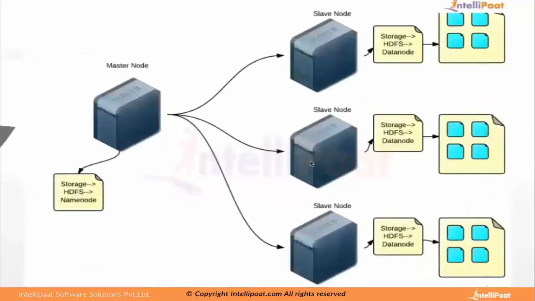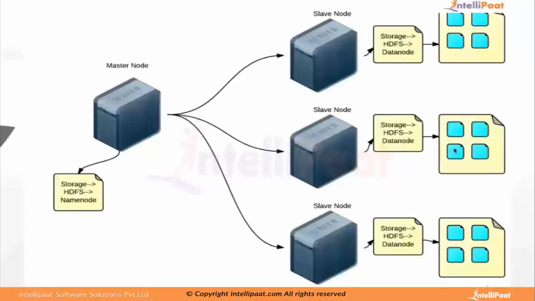Once you write, your data is actually cut into pieces of 64 MB, and it is spread across the cluster. So let's say you write a file which is 640 MB, it will be cut into 10 pieces of 64 MB each, and will be spread across the cluster.